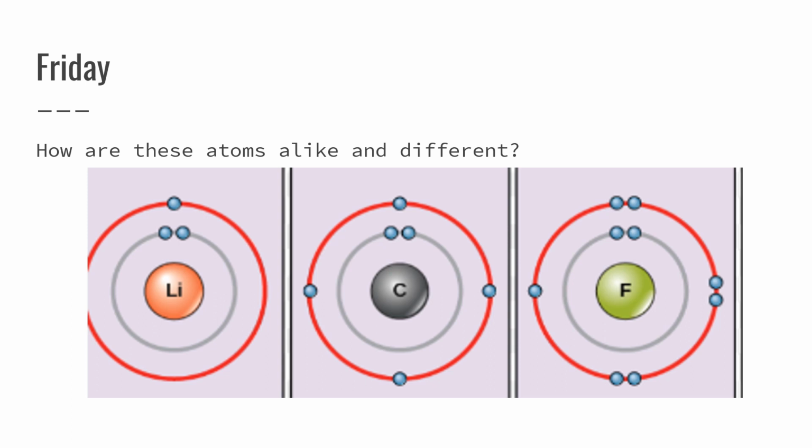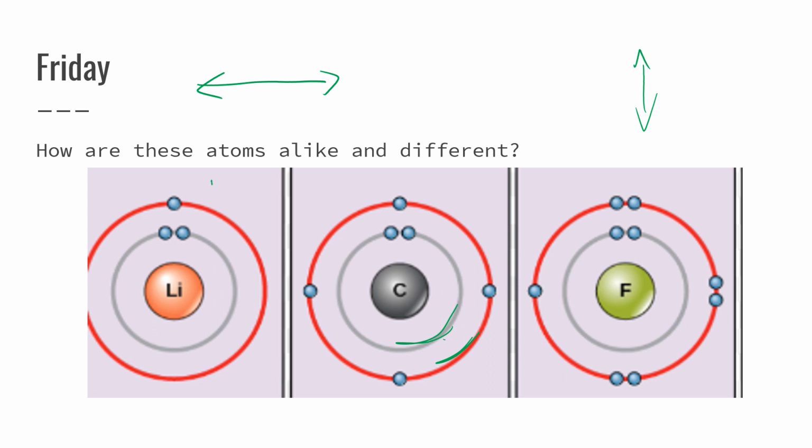How are they alike? These atoms are all going to be in the same period because they have the same number of electron clouds. These little rings going around the outside are the electron clouds. All of these are going to be in period 2 because they have 2 of these clouds. But they're going to be in different groups because they have different numbers of valence electrons. So the valence electrons can determine which group it's in.